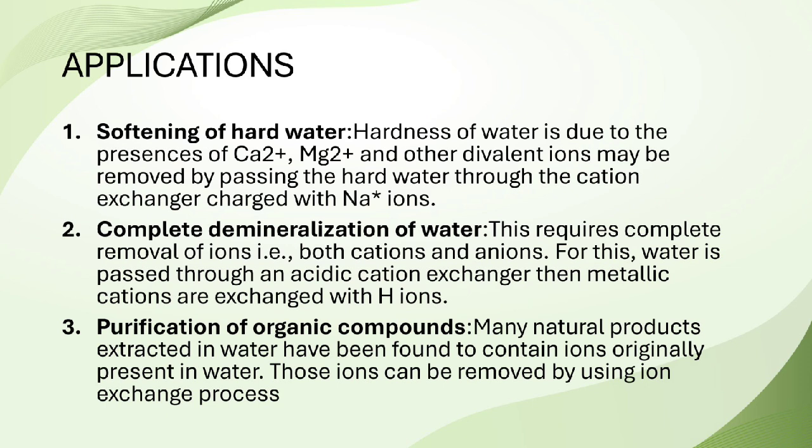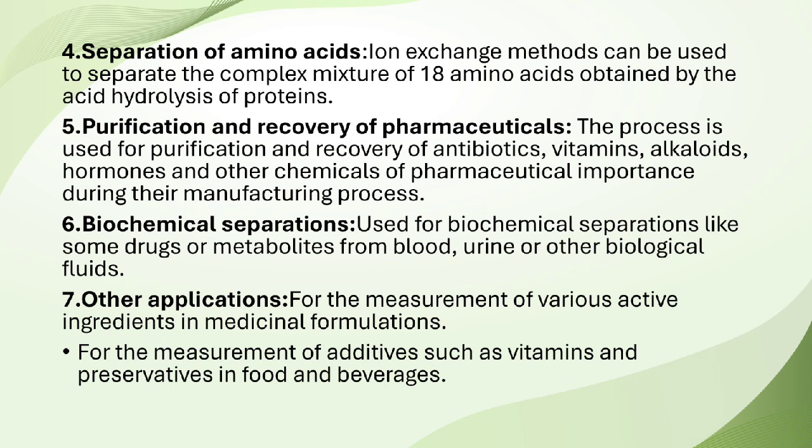Third one is the purification of organic compounds. Many natural products extracted in water have been found to contain ions originally present in the water. These ions can be removed by using ion exchange process. Fourth, separation of amino acids, that is ion exchange method can be used to separate the complex mixture of 18 amino acids obtained by the acid hydrolysis of protein.